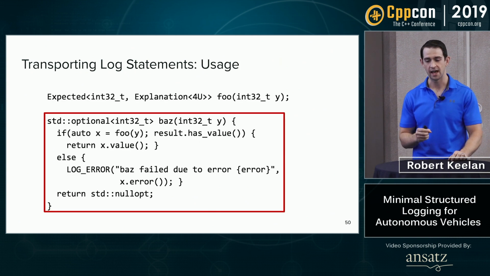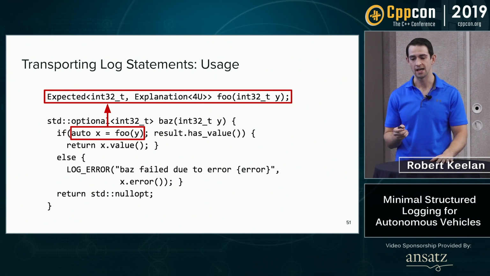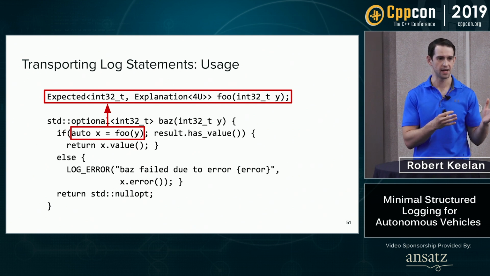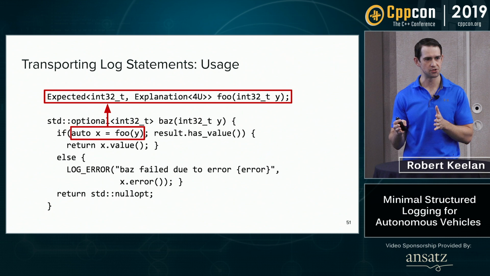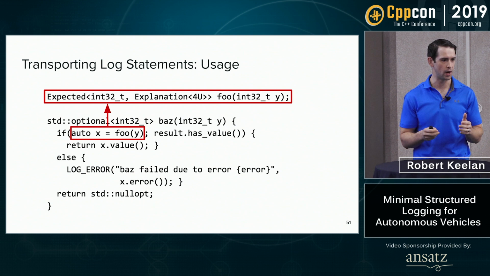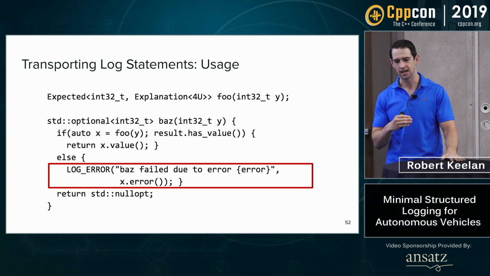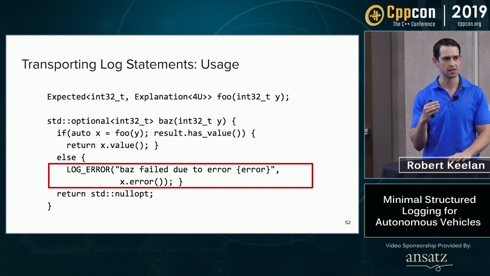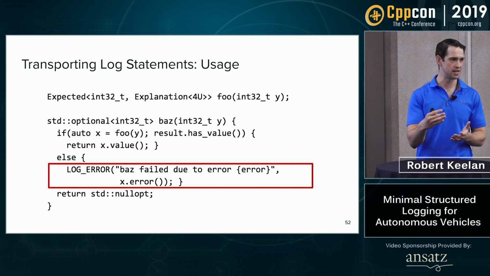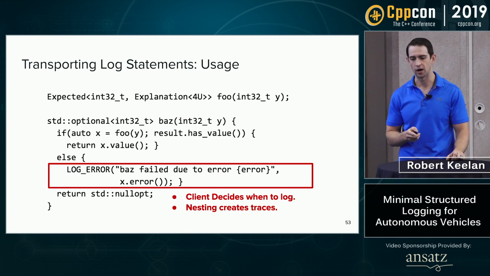Right. So let's say I have a function baz that calls a function foo. That function foo will return an expected type, either a value that I expect, an int32, or one of these explanation types, basically with a debug log statement that explains why that function failed. What's really powerful about this is that I can now stick one of these explanation types in my debug log. Now, in order to do that, you need to add an explanation type descriptor type to your variant. But once you do that, you get something really powerful.